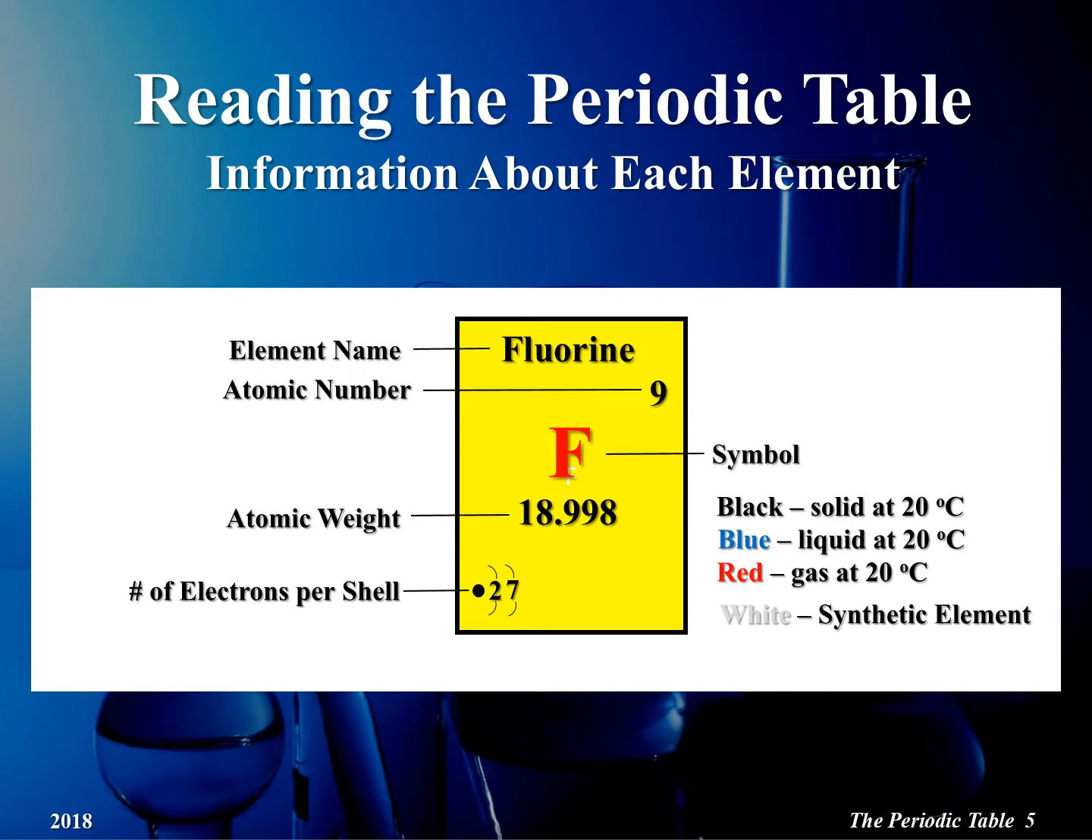The bottom left shows the arrangement of electrons in each shell or energy level. For fluorine, this element has 2 electrons in the first level and 7 electrons in the second level. The color of the symbol is also important. A black-colored symbol indicates that the element is a solid at 20 degrees Celsius, while a red symbol shows that the element is a gas at that temperature. A blue color shows an element that is liquid at 20 degrees Celsius. Finally, a white symbol indicates an element that is synthetic, that is, man-made.